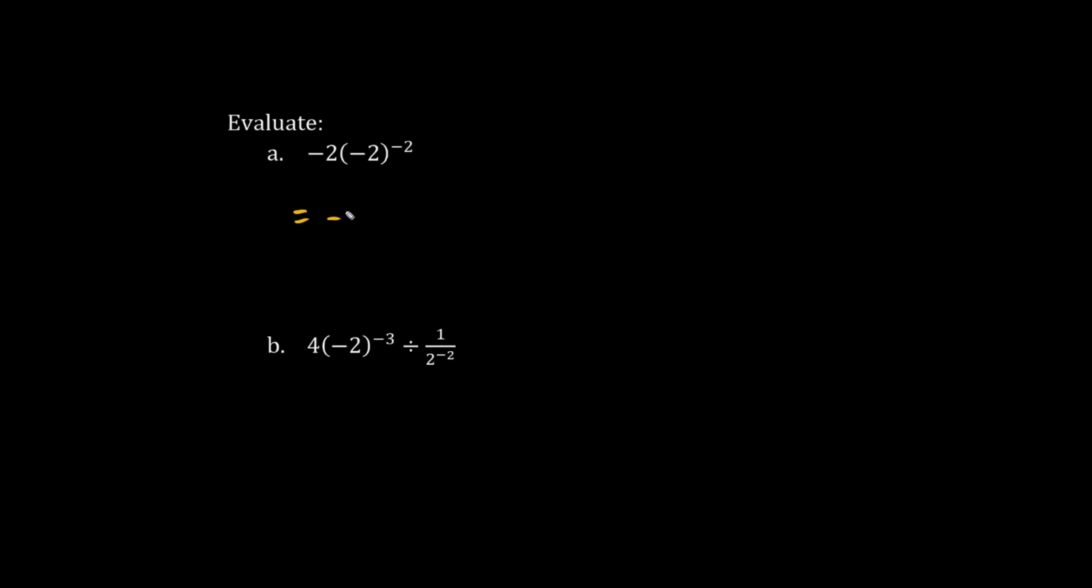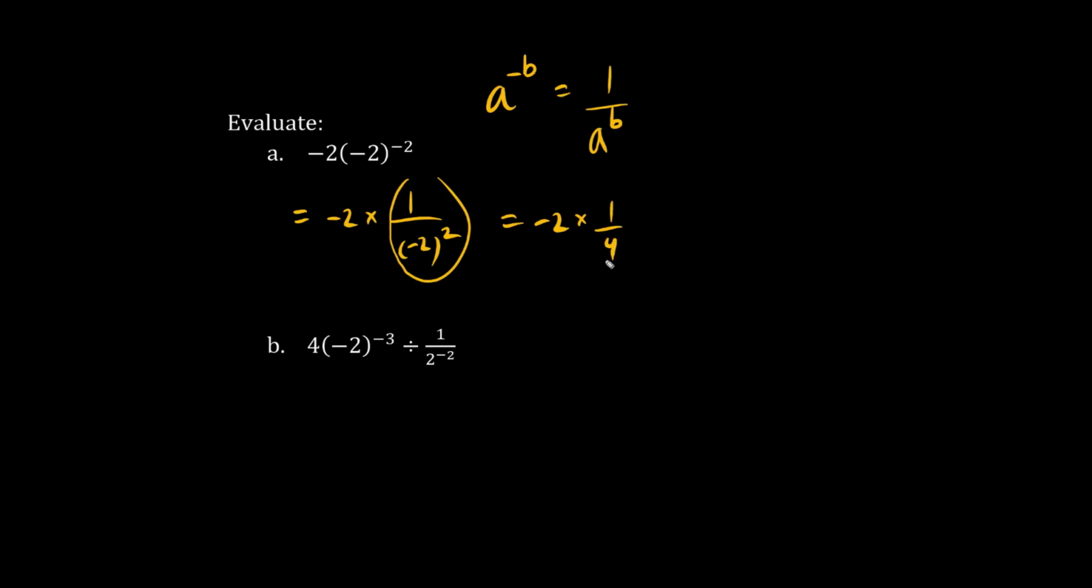What is -2 times this exponent? Now recall that when we have a negative exponent, a to the -b, we can rewrite this as 1 over a to the b. So we rewrite this base as 1 over -2 to the +2. According to BEDMAS, we should always do exponents first, not just multiply 2 negatives become a positive. So I'm going to focus really on this part first. We have -2 times 1 over 4, which becomes -2 over 4, which is -1/2.